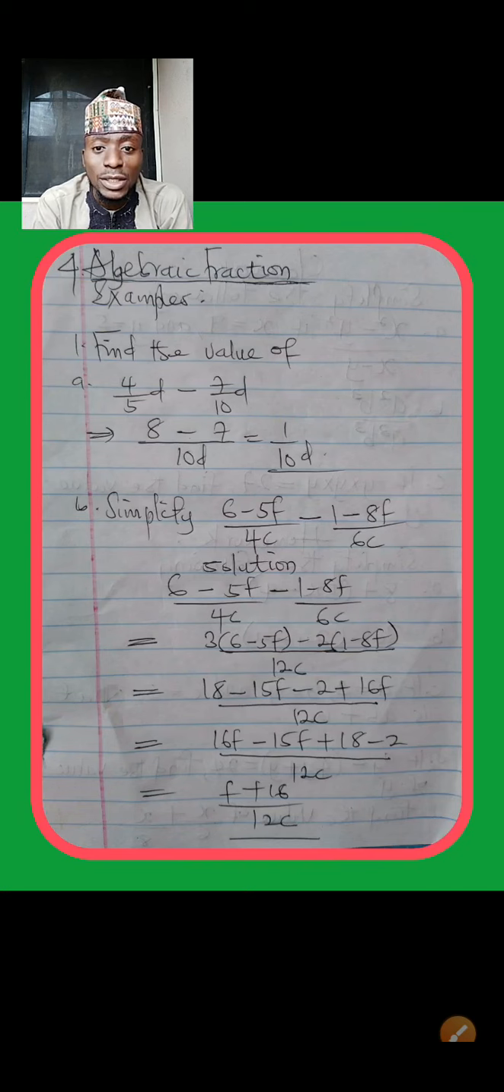The next one, that's number 4, algebraic fractions. Algebraic fractions are just the normal fractions you have, but you just need to take care. You just need to be careful of the LCM, and how to multiply.